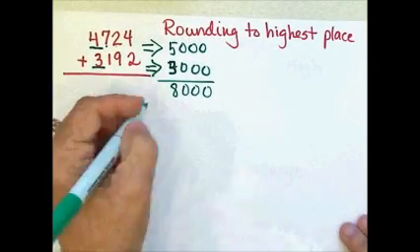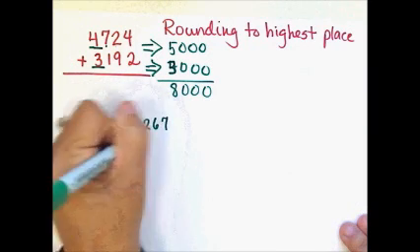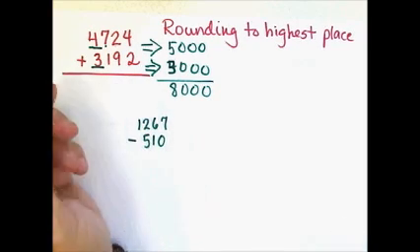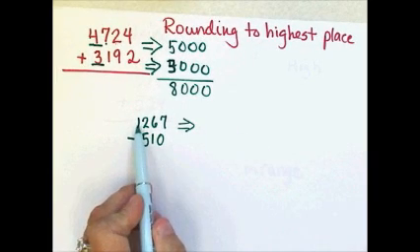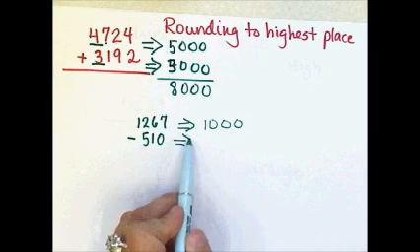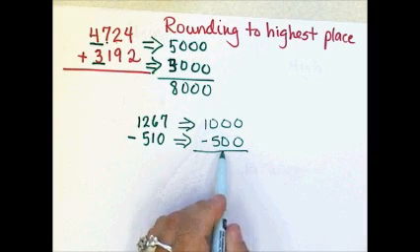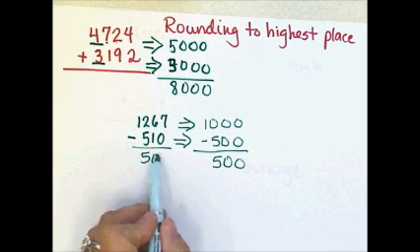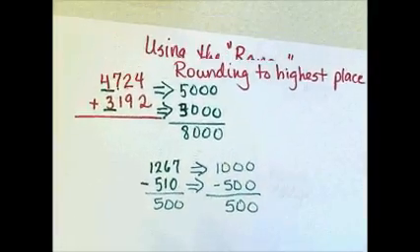Now I could also do subtraction with this. So let's take 1,267 minus 510. So it's the highest place for each one. This is closer to 1,000, and 510 is closer to 500. So to subtract, that would be 1,000 minus 500, which is 500. So this is approximately 500. Now, we see it's not exact, but it gives us a good estimate.